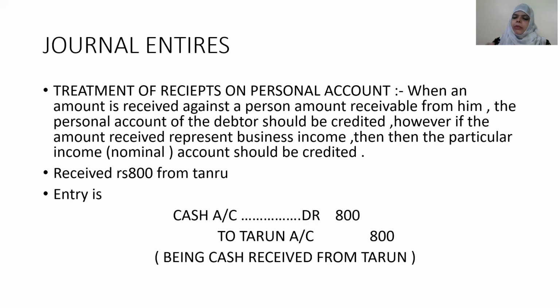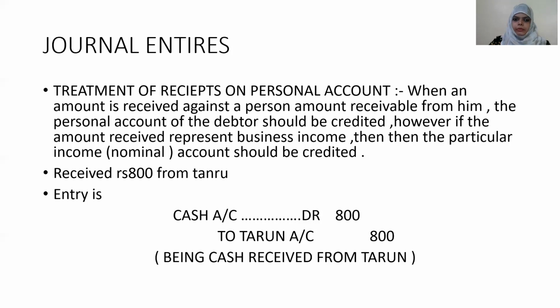It is the same as we learned in the last class, that if payment is made, we should debit the person's name if it is on personal account. If it is not a personal expense, if it is a business expense, we have to debit the particular expense account. Here it is the reverse. If we receive money, we can write cash account debited rupees 800 from Tarun, being cash received from Tarun, if it is on personal account.